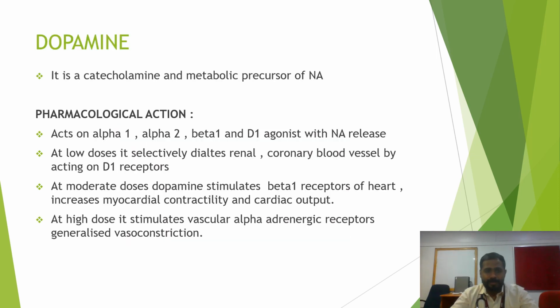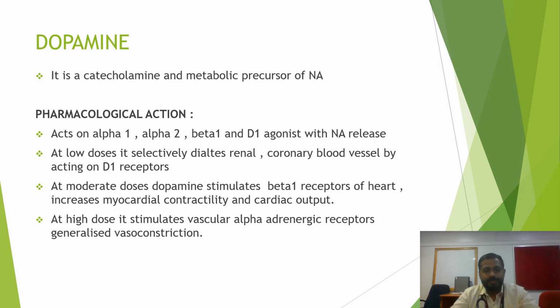Coming to dopamine. Dopamine is a catecholamine and metabolic precursor of noradrenaline. Pharmacological action: it acts as an alpha 1, alpha 2, beta 1 and D1 agonist with noradrenaline release. At low doses, it selectively dilates renal and coronary blood vessels by acting on D1 receptors. At moderate doses, dopamine stimulates beta-1 receptors of the heart and increases myocardial contractility and cardiac output.